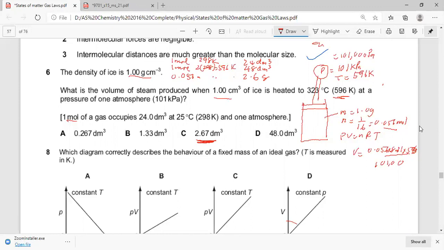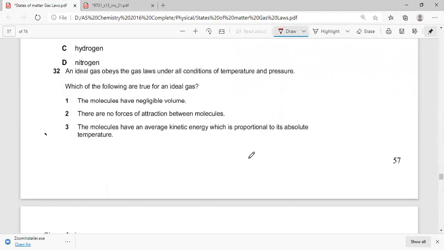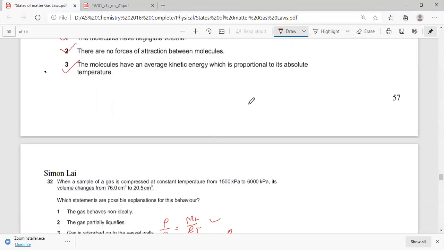Number six. An ideal gas obeys the gas laws under all conditions of temperature and pressure. Which of the following are true of an ideal gas? One, molecules are individual, correct. Number two, no intermolecular forces, correct. And this is true also: the molecules have an average energy proportional to absolute temperature. This you will learn later in your Boltzmann distribution.